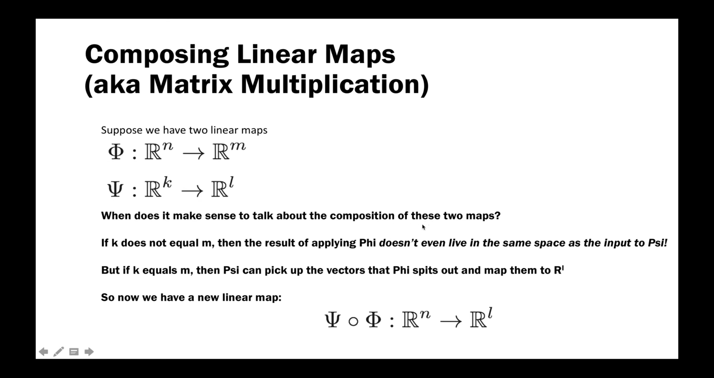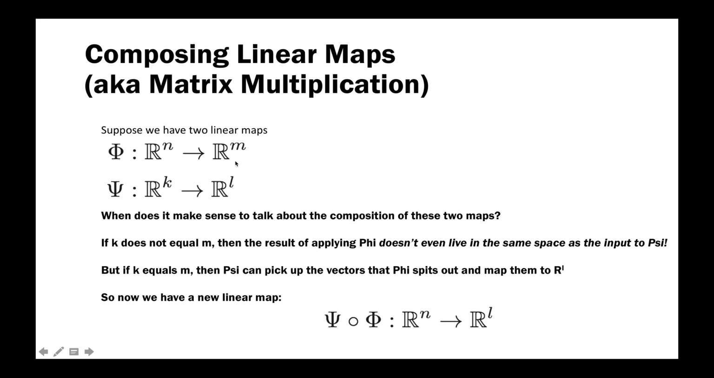When does it make sense to talk about the composition of these two maps? In other words, when does it make sense to act on a vector with phi and then act on the result with C? Well, notice that if I give phi a vector in Rn, I will get a vector in Rm out. But C expects a vector in Rk. So if k does not equal m, then the result of applying phi, which lives in Rm, doesn't live in the same space as C expects its inputs. They're completely different spaces because, for example, R2 is not R3. So it doesn't make sense to talk about the composition of these two maps when k does not equal m.